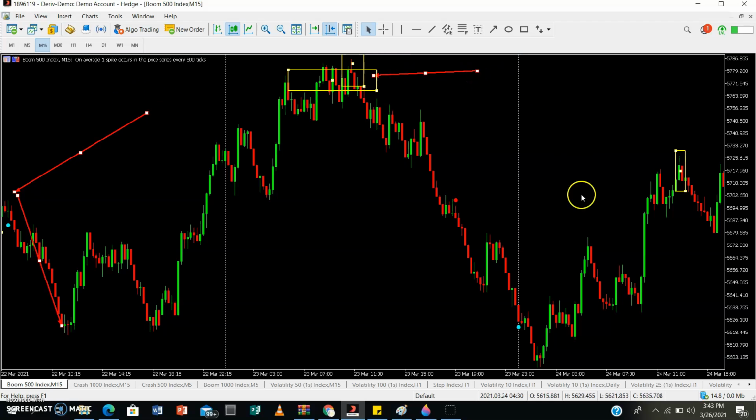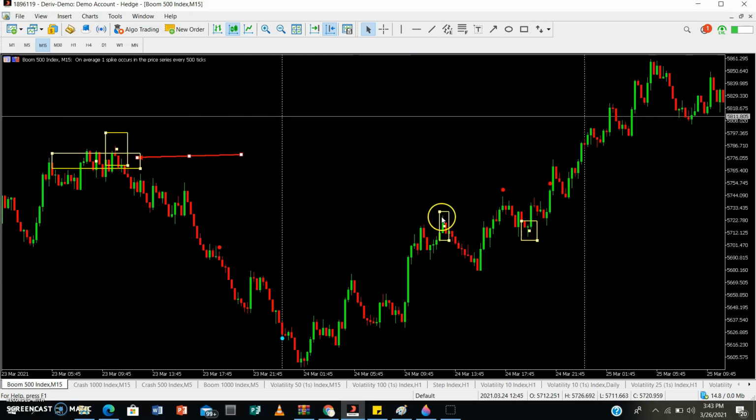We have another one. We have some railway tracks right here, and this is what? This is a tweezer top. Why? Because we're in an uptrend, then we see something like this. Basically it means sellers are kicking in, right? Can you see you could have capitalized on this nice short sell that happened in the market.